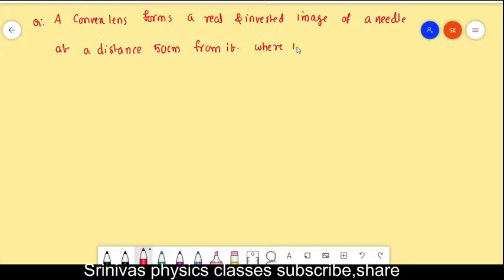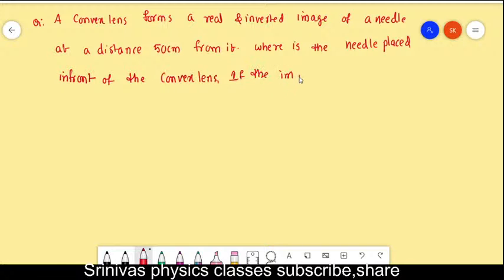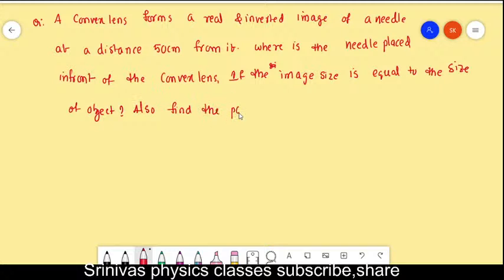Where is the needle placed in front of the convex lens if the image size is equal to the size of the object? Also find the power of the lens.